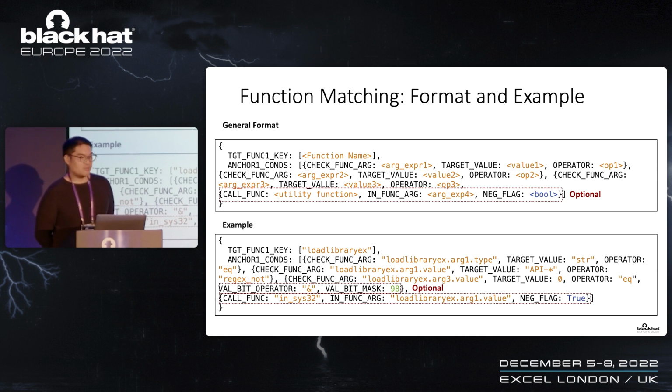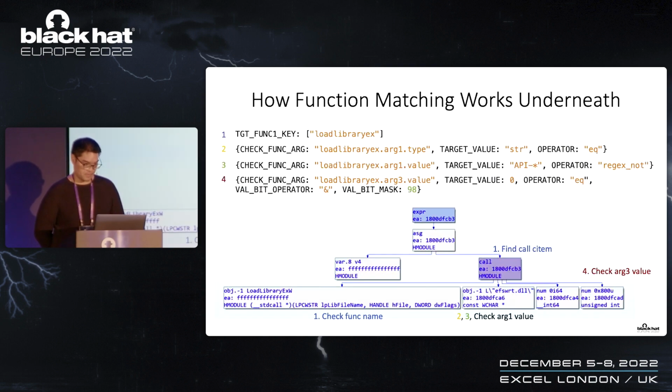So this is the format example for function matching. We have seen this before when we were talking about query mode and how it works. And this is how it works underneath. For condition 1, the traverser first finds the call C item and then checks the function name. If the function is indeed a match, it then proceeds to check the subsequent conditions. Conditions 2 and 3 apply to argument 1's value and type. So the traverser traverses to argument 1's corresponding C item, extracts its type and value, and does the check against the target values.